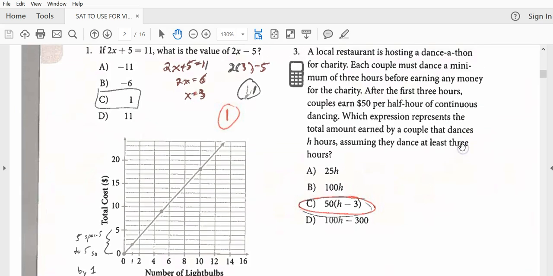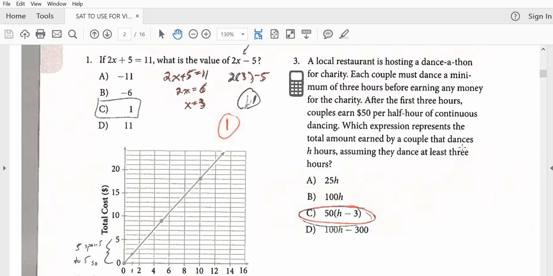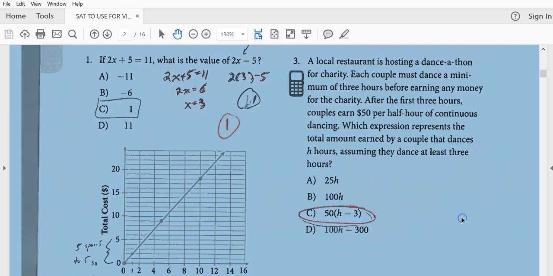Sorry, pop up there. Okay, look at number 3. Key idea here is I actually made a little bit of a mistake here. I circled the wrong one. So we're given it's 50 per half hour. And then it says H is the number of hours. And there's this whole bit here. They don't make anything until after they've danced 3 hours. So what it should actually look like here is we'd start off with 100 times, so parenthesis, H minus 3. And then what we'd want to do is distribute that. So 100 times H gives us 100H, and then 100 times minus 3 gives us negative 300.